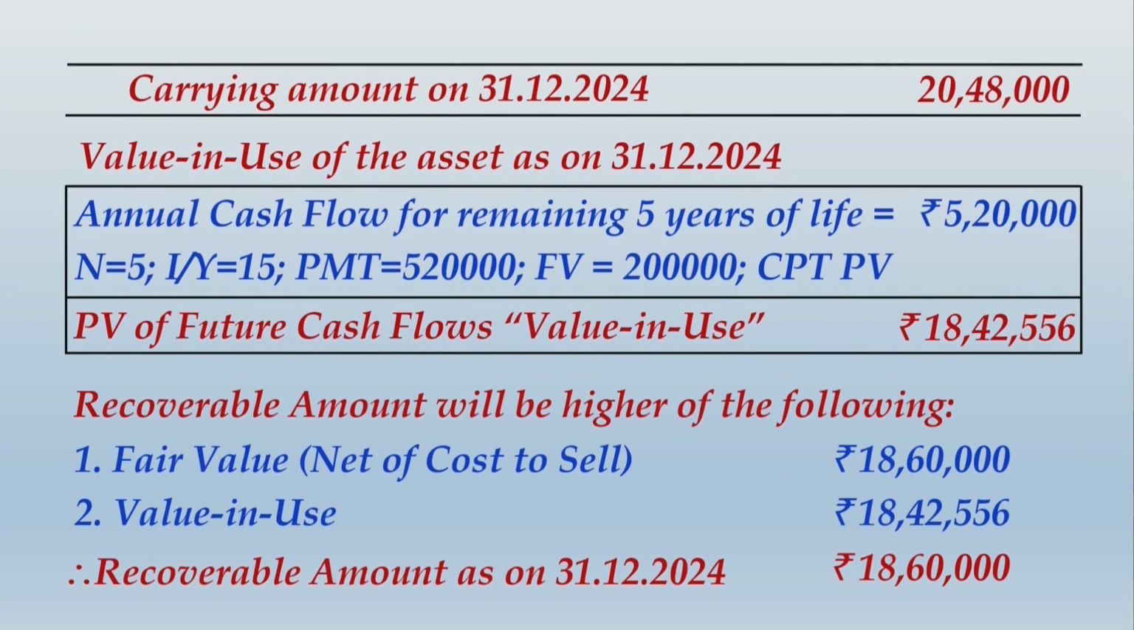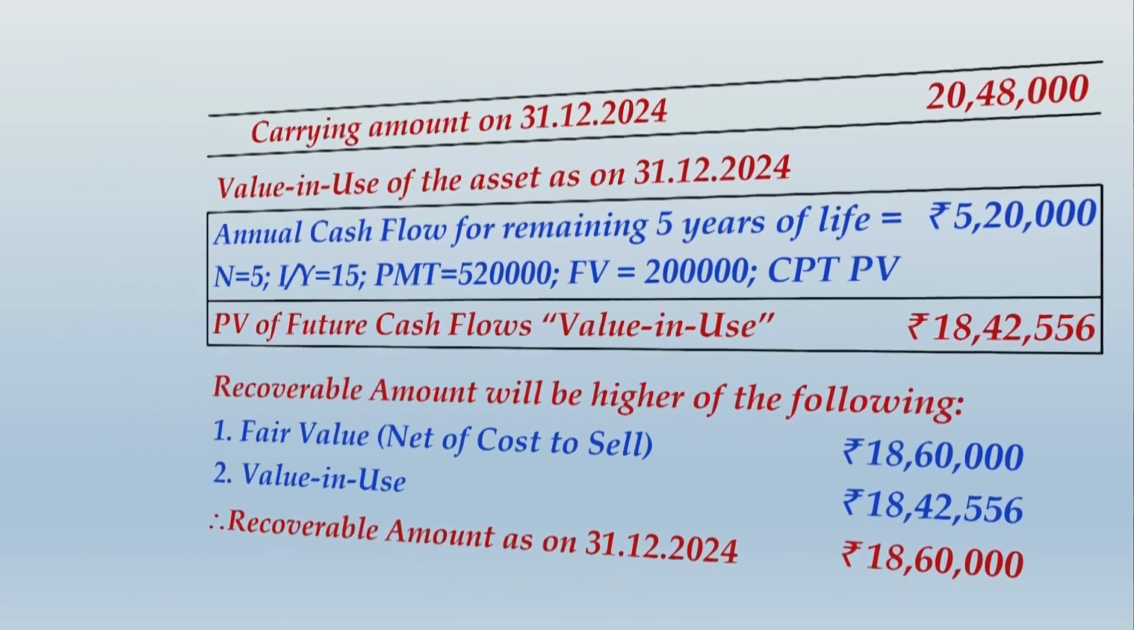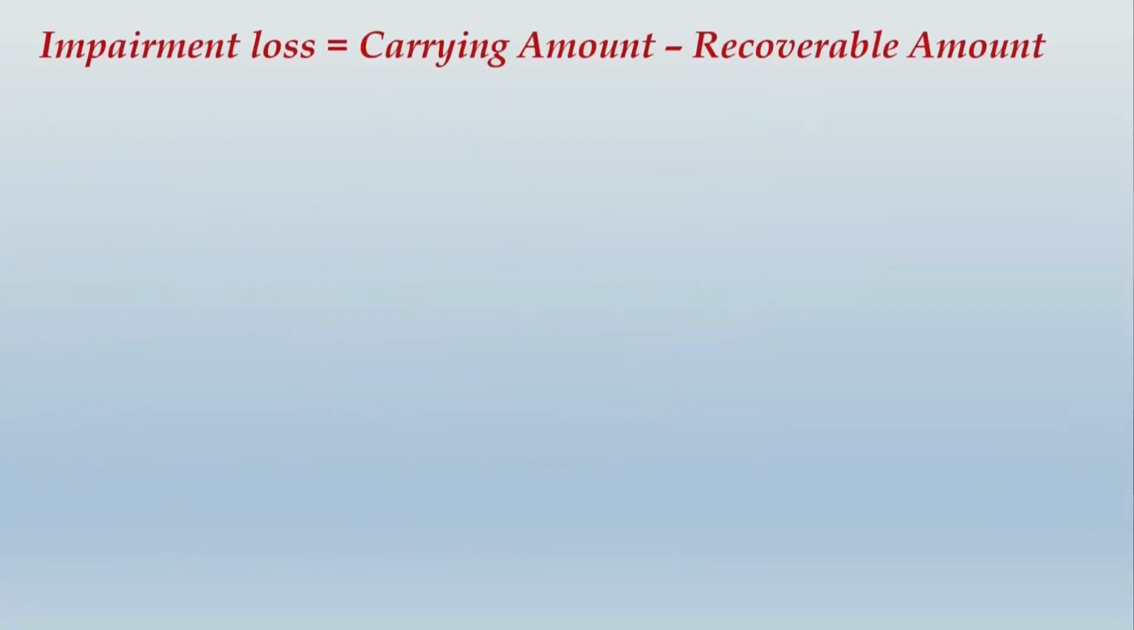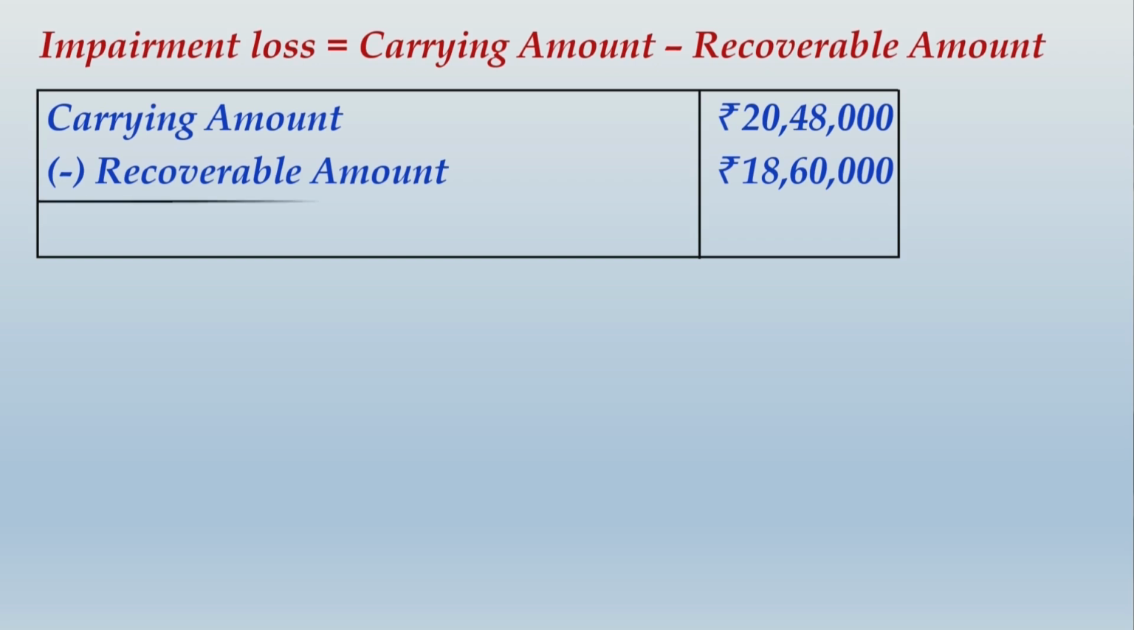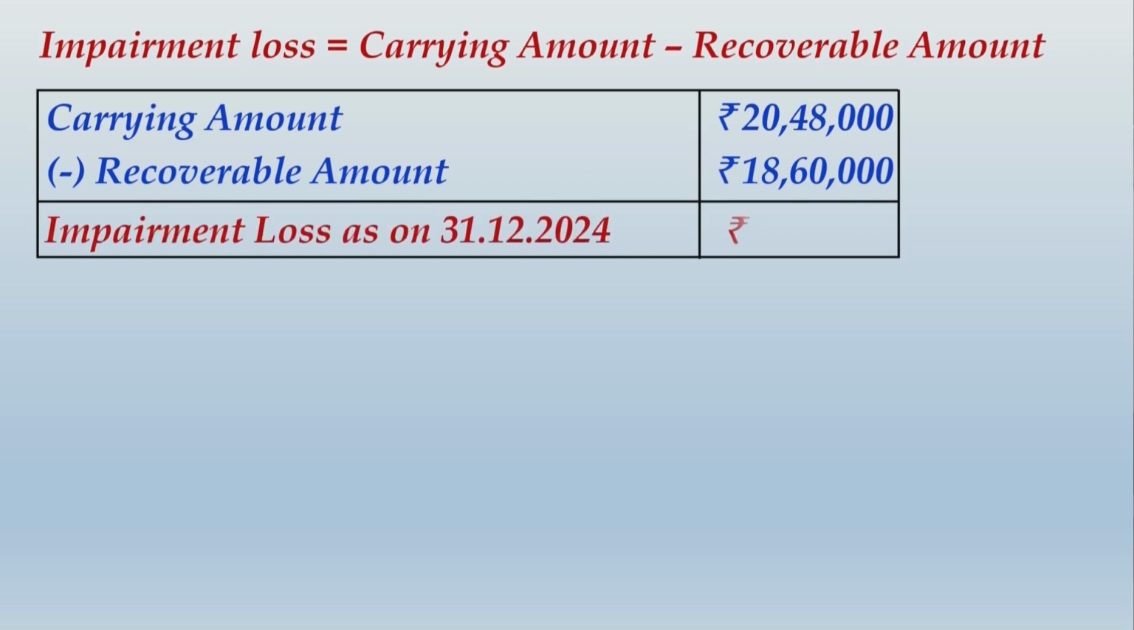Alright friends, once you have completed writing this much, let us move ahead and take up the next part of the solution. Impairment loss is carrying amount minus recoverable amount. So carrying amount is 20,48,000, recoverable amount is 18,60,000. Impairment loss on 31st December 2024 will be rupees 1,88,000.